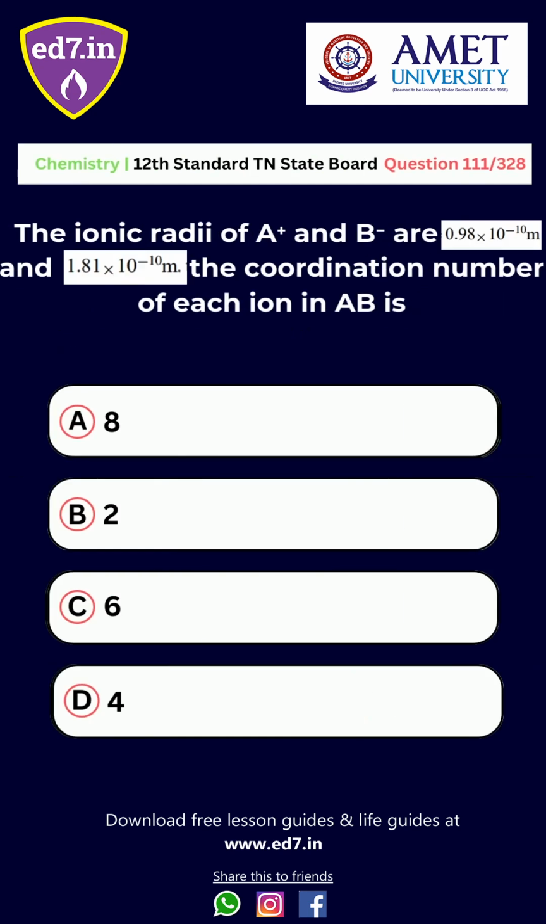M3N2. Question number 111. The ionic radii of A+ and B- are 0.98 × 10^-10 m and 1.81 × 10^-10 m. The coordination number of each ion in AB is: option A, 8; option B, 2; option C, 6; option D, 4. The correct option is option C, 6.